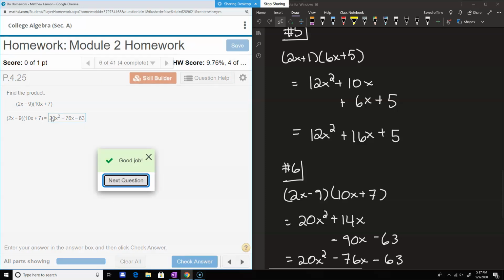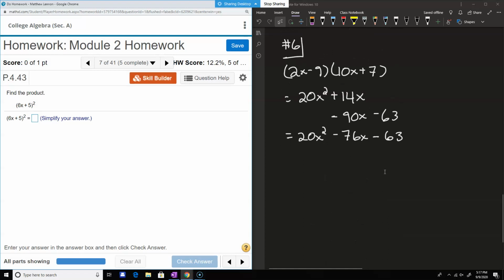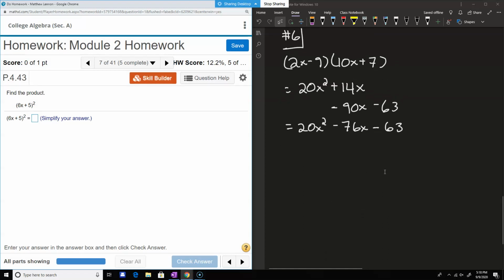Right. So far, so good. Okay, this one is designed to look a little bit trickier because it has an exponent. So there's a little bit of a warning here. Again, when you're trying to multiply 6x plus 5 squared, there's no distributive law for exponents like this. That's actually like a big mistake.